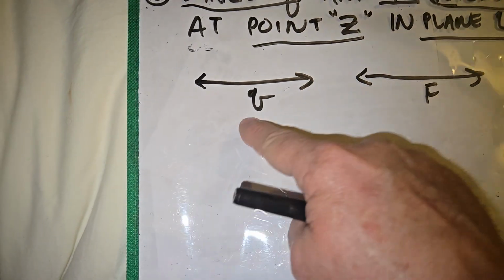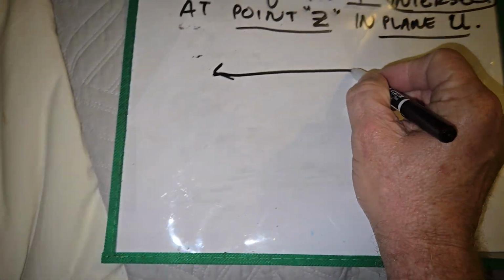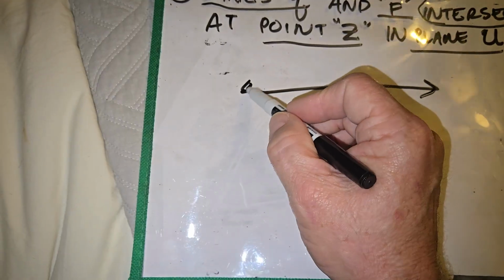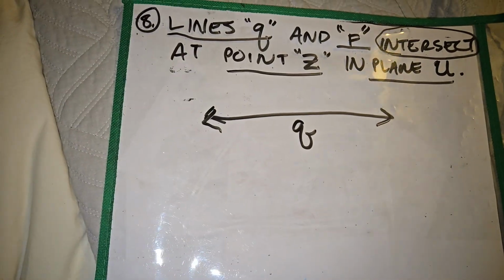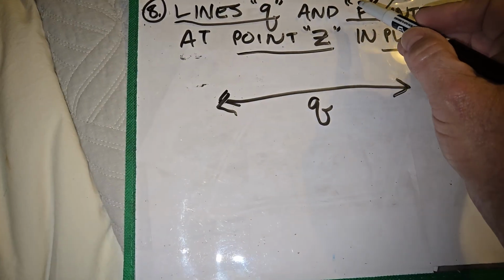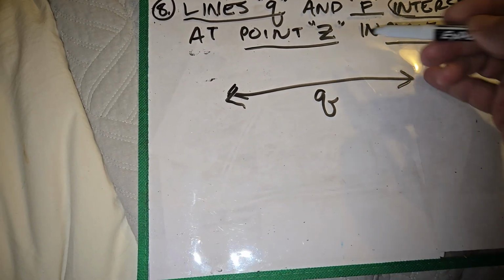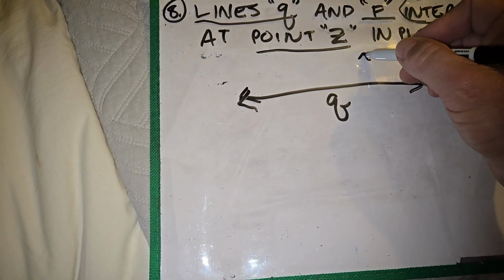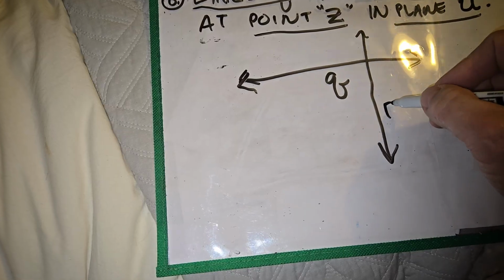So these two lines need to intersect. So I need to draw that a little different, don't I? All right, so here's what we're going to do. We're going to redraw these lines a little bit different. Let's draw our first line. That's line Q. I bet somebody is making fun of my line Q right now. And then we're going to draw another line, line F. Well, how can I make this line intersect another line? Well, let's draw a perpendicular line, right? And that is line F.